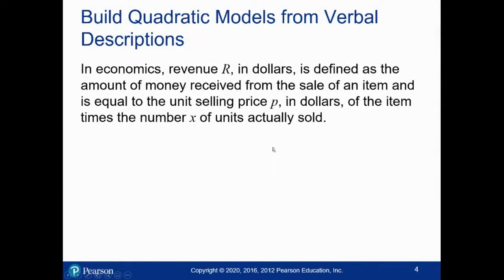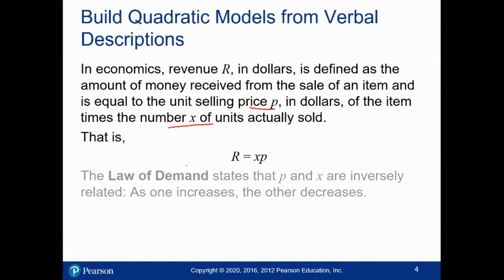So an example, okay, revenue is defined as the amount of money from the sale and is equal to the product of what you're charging for the item, which we're calling the price P, times how many things you actually sold, okay? It's just the product. How many did you sell and how much did you sell them for?